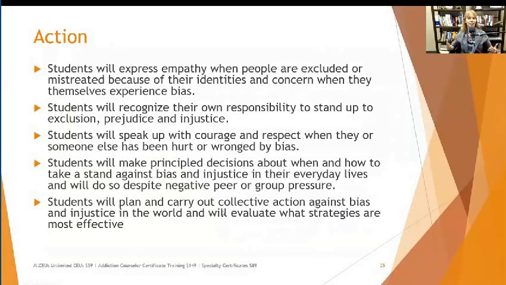And action or activism. Students express empathy when people are excluded or mistreated because of their identities, and express concern when they themselves experience bias. They'll recognize their own responsibility to stand up to exclusion, prejudice, and injustice. So we can't just stand by and be quiet. If they see something is wrong, or they perceive that something is wrong, it's important to say something. They may find out that there's really no problem and it was a misperception. But a lot of times they'll find out that they were on par and maybe nobody realized it.